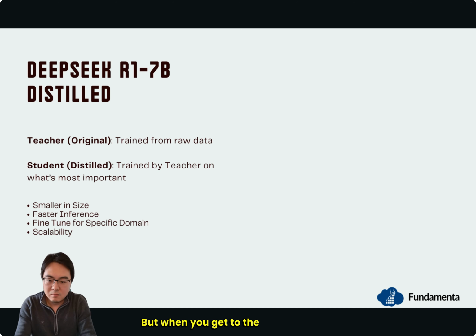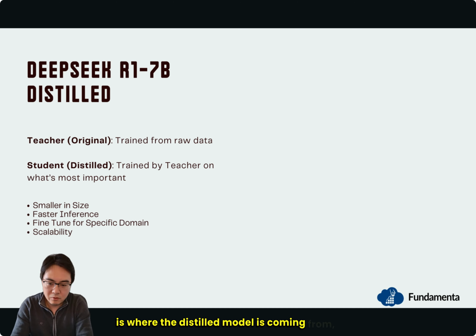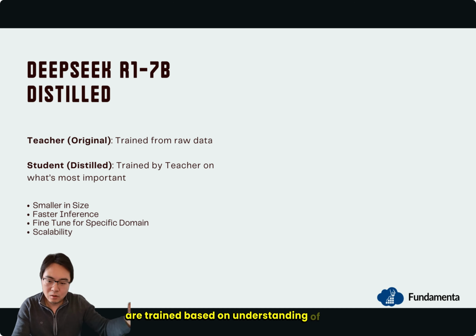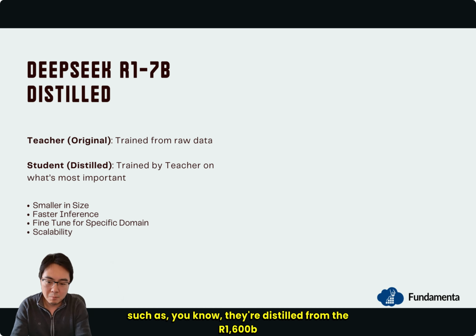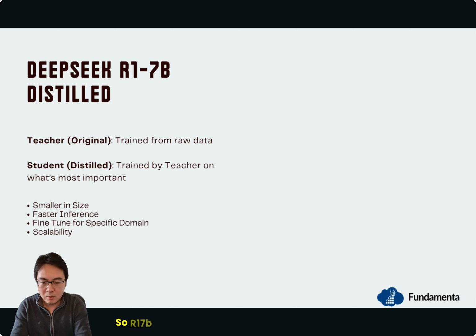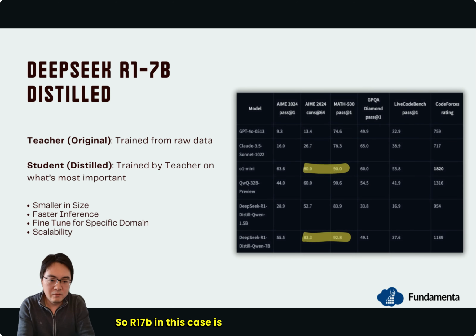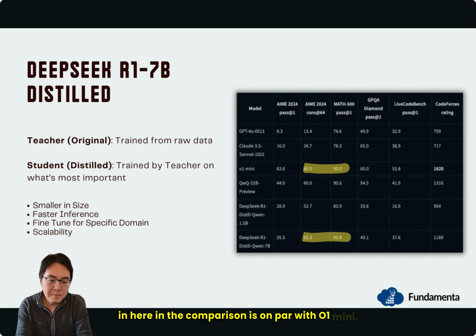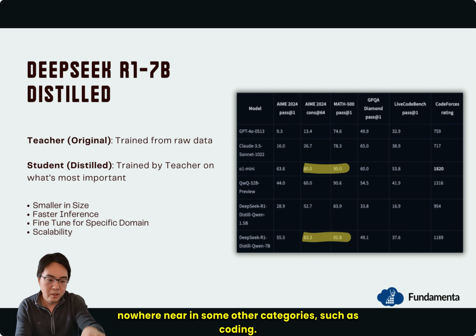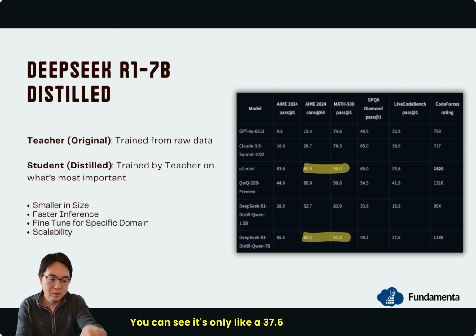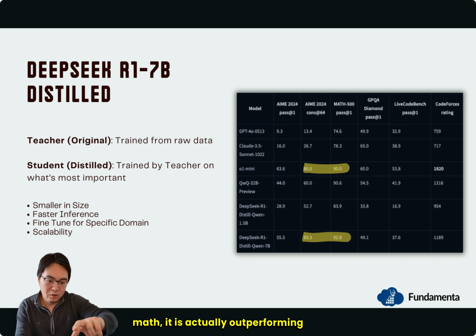But this is where the distilled model comes from: they are trained based on the understanding of those teacher models, distilled from the R1 600B on what's most important in certain specific categories. So R1 7B in this case is very good at, as you can see in the comparison here, on par with o1-mini, right? o1-mini is a very capable model, but it's nowhere near in some other categories such as coding. You can see it's only 37.6 versus 53.8. But in other areas, when it comes to math, it is actually outperforming o1-mini.